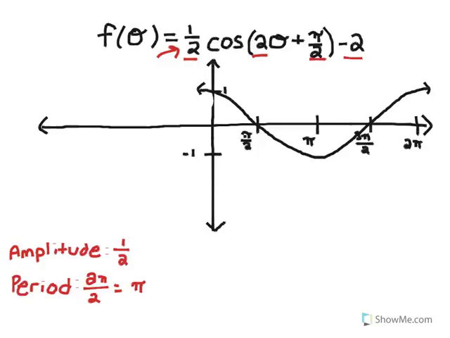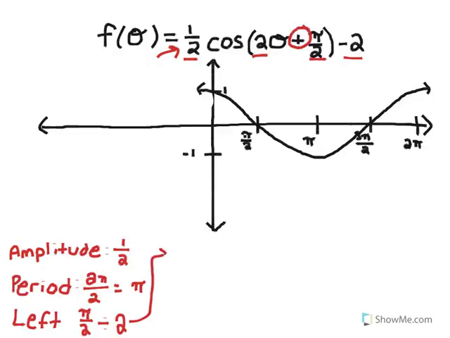Now let's consider our horizontal shift. Here we have a plus pi over 2, so that means we are actually going to be moving to the left. To figure out how far to the left, we do our c, which is pi over 2, divided by our b, which is 2.